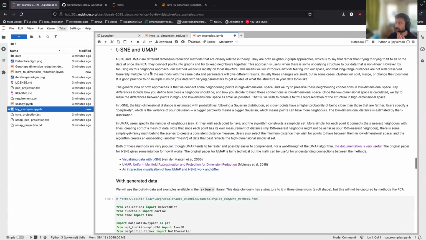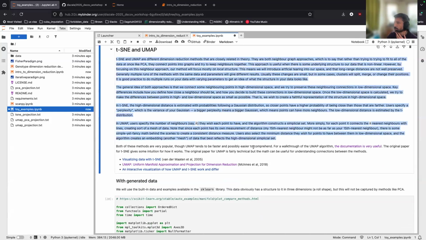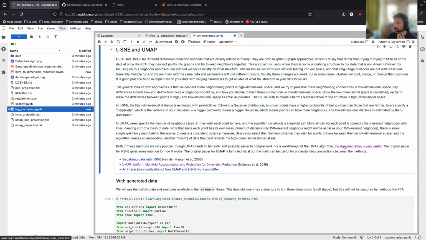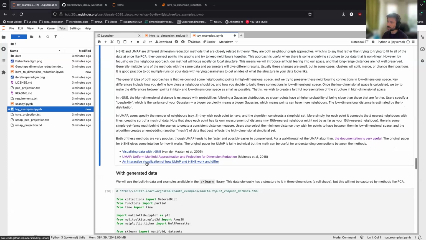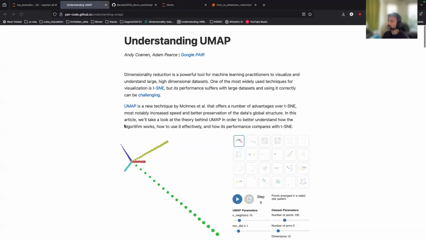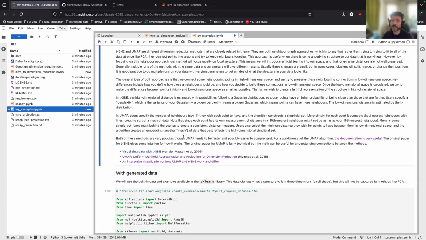TSNE and UMAP are closely related in theory. There's a whole explanation here on the theory behind it. I've also added some documentation. If you are confused by these methods, these are sources I've put together specifically because they're good at explaining it. This documentation here is really good at explaining it. The UMAP paper is unbelievably dense and full of category theory. Unless you're really interested in high-level abstract math, I wouldn't recommend it. But there's also a good interactive visualization here that shows how the methods work and how they differ. Does this website still exist? Okay, it still exists. Good. I didn't check that until now.